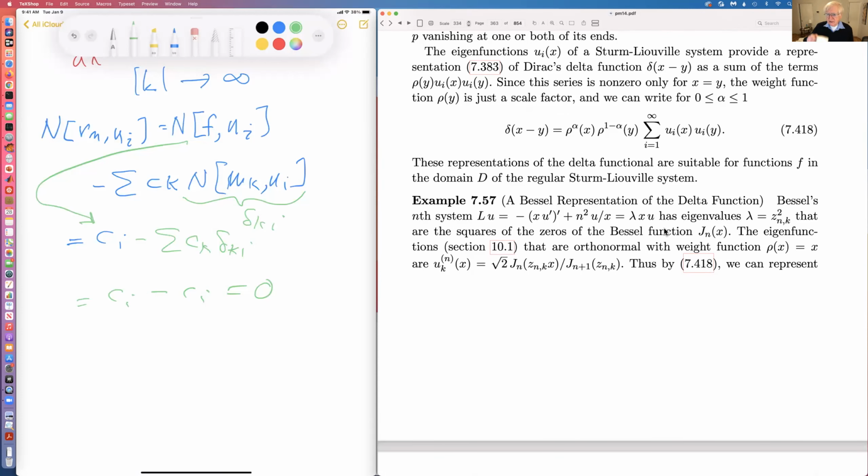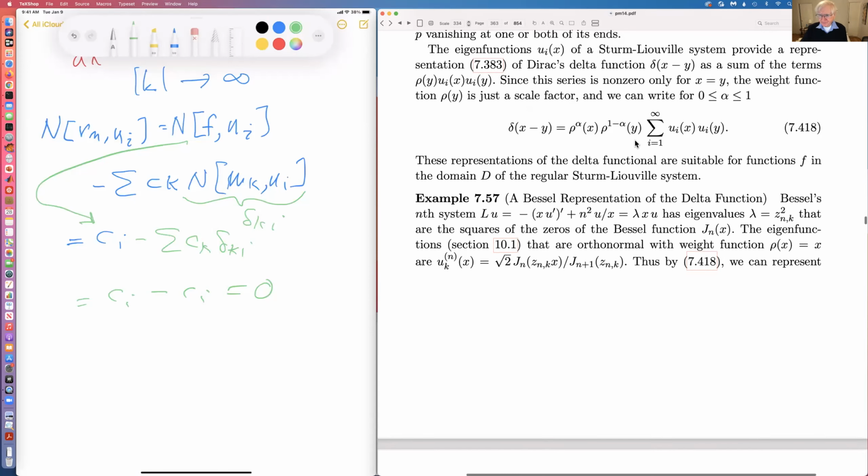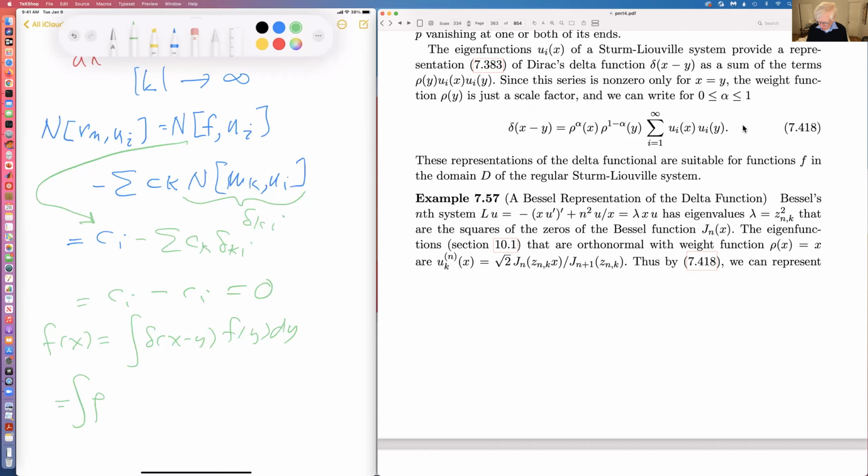And so that's a statement of the completeness, because you see, if this delta function relation holds, then we can say that f of x is equal to the integral of delta of x minus y, f of y dy. But on the other hand, that delta function, let me just write it as rho of y.